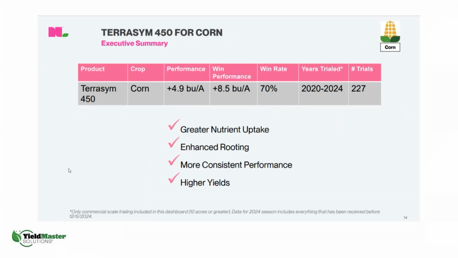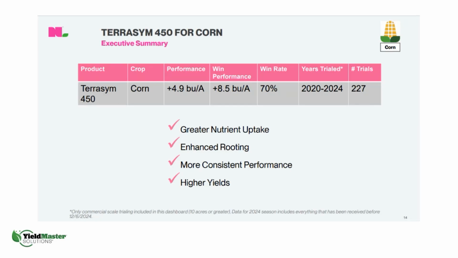So here's just some data. This is from the supplier. Terrasim 450, so this is the RhizoStack component of the product that we're going to dive into. Performance is a 4.9 bushel average when you take all of the data points into consideration, even some of the negatives that are out there. When it's got a positive response, it's 8.5 bushels per acre with a 70% win rate. That data set is from 2020 to 2024, and this is third-party data.